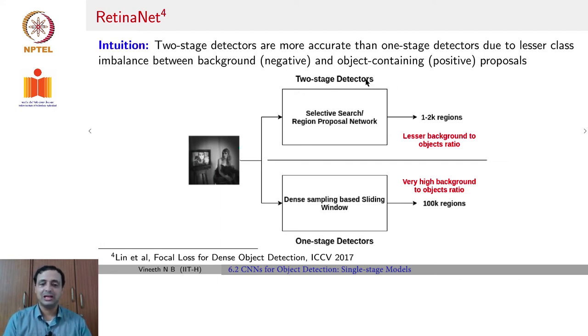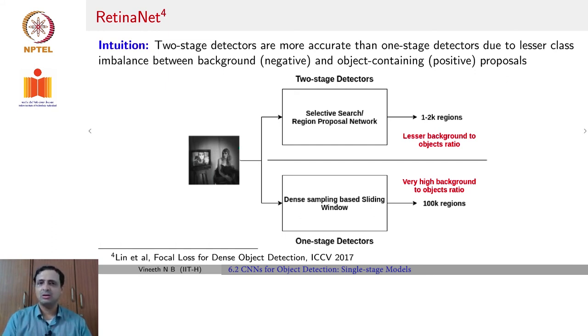Remember, when you do selective search, we restricted ourselves to only 2000 region proposals, whereas in one-stage detectors, you could be dealing with 100,000 regions because you could be getting multiple anchor boxes around each grid cell. In SSD, it's on each pixel of the feature map. But even with YOLO, you may be predicting B bounding boxes for each of those S by S grid cells, which could be a very high quantity.